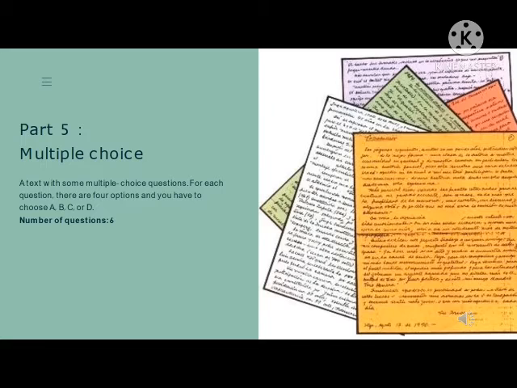Part 5. Multiple choice. It is a text with some multiple choice questions. For each question there are 4 options and learners have to choose the correct one. They need to practice reading for detail, opinion, tone, purpose, main idea, implication, and attitude. It has 6 questions, with 2 marks for each correct answer.